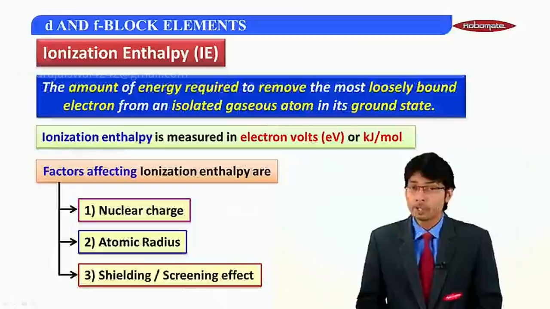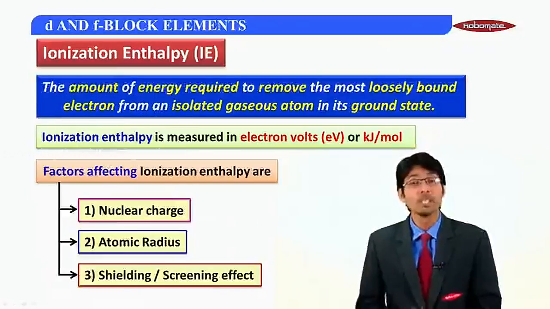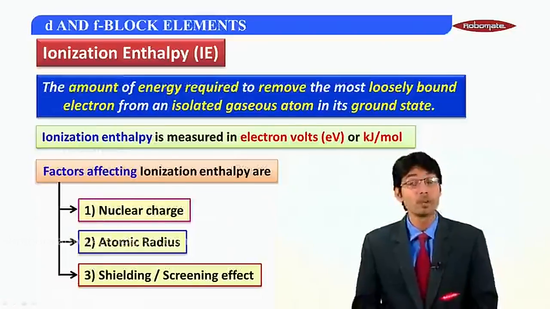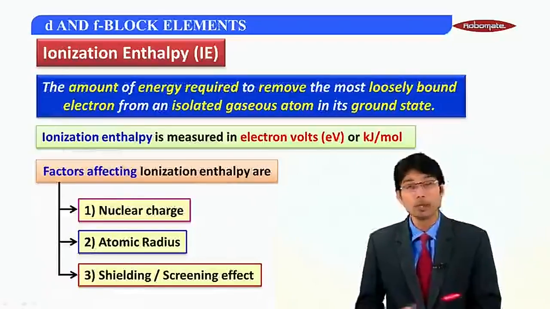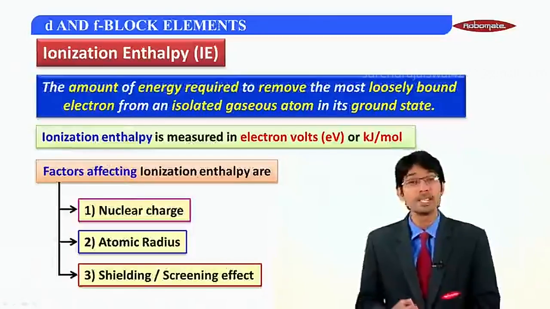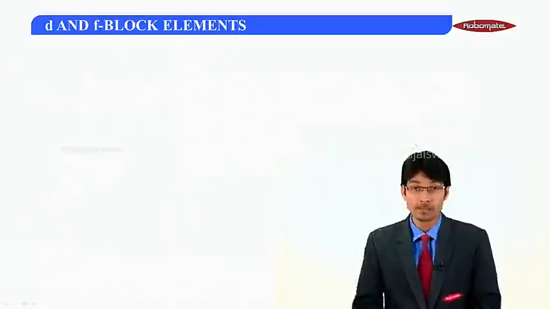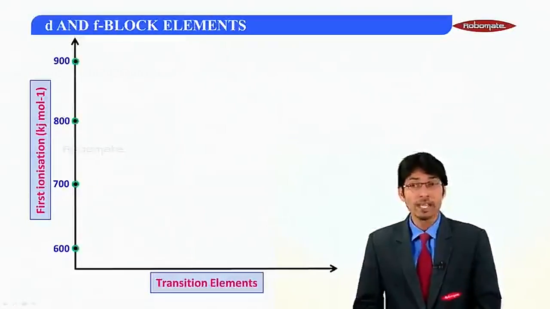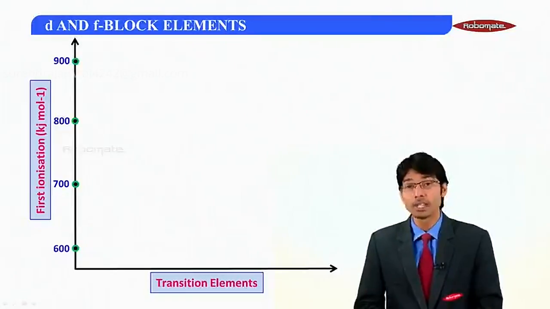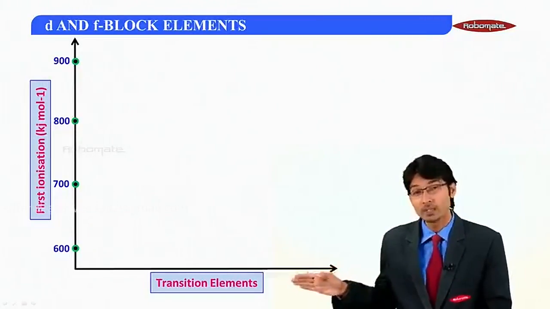In the case of transition elements, the inner electrons are present in the d subshell, and in some transition elements in the f subshell also. Since d and f electrons provide poor shielding effect, the nuclear charge certainly increases on the valence shell and the ionization enthalpy increases. Now this graph indicates the first ionization enthalpy in kilojoule per mole on the y-axis, and on the x-axis the transition elements.